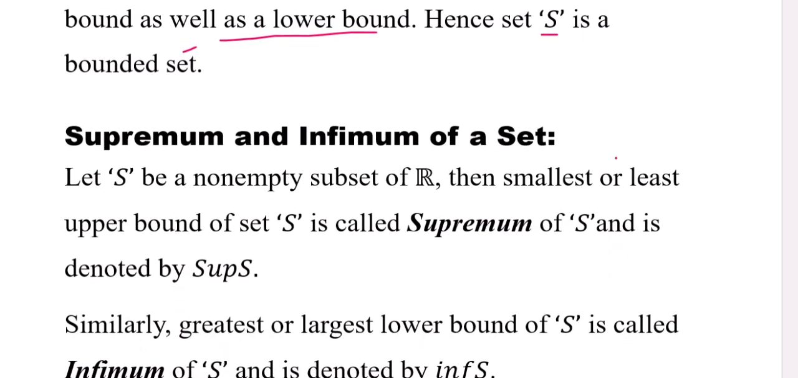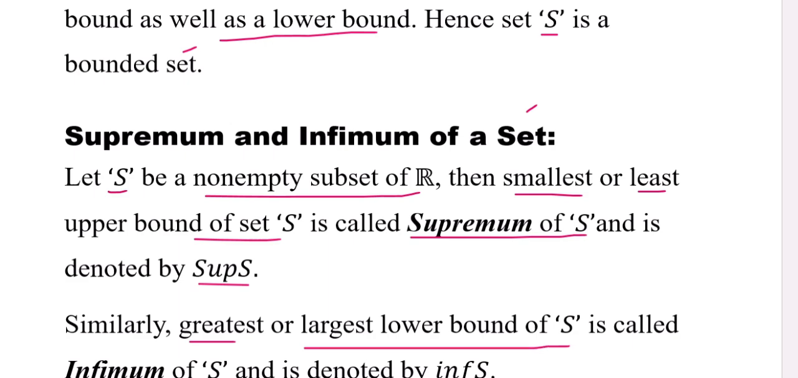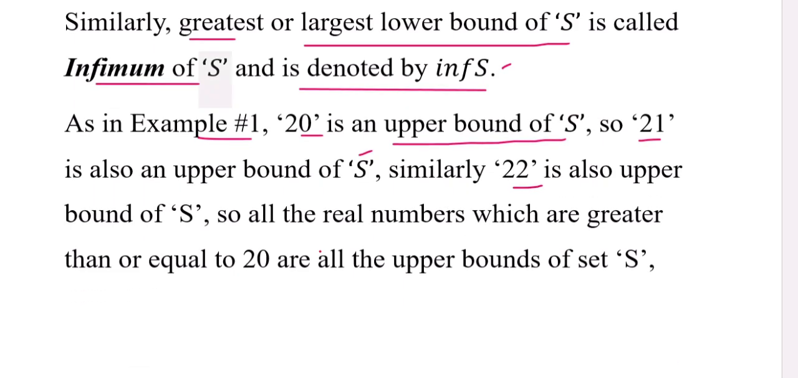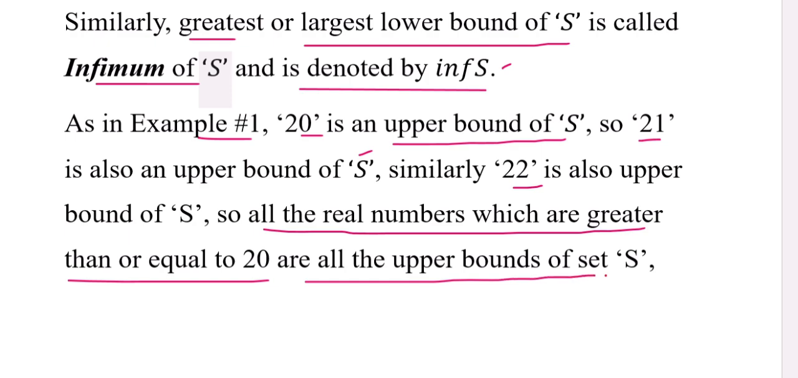Supremum and infimum of a set. Let S be a non-empty subset of R, then the smallest or the least upper bound of S is called the supremum of S, and it is denoted by sup S. Similarly, the greatest or largest lower bound of S is called the infimum of S, and it is denoted by inf S. As in example number 1, 20 is an upper bound of S. Also 21 is an upper bound of S. Similarly, 22 is also an upper bound of S.